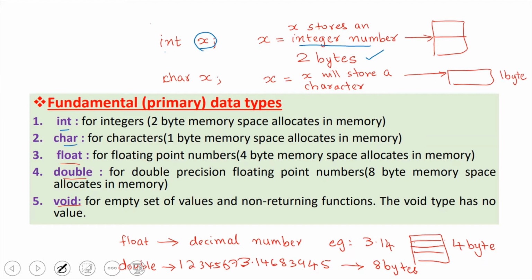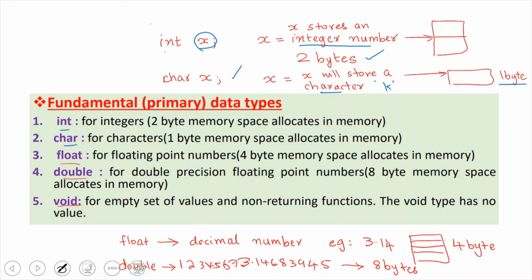Next one is char. Char means it can store one character. For example, it can store the character K. So, only one byte will be reserved for this character inside the computer memory, and it is declared as char x.